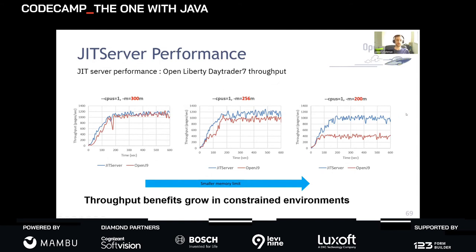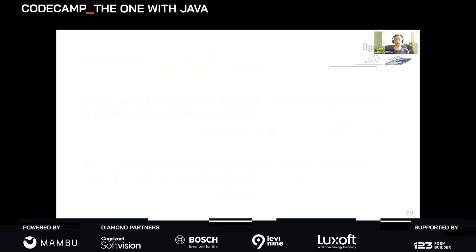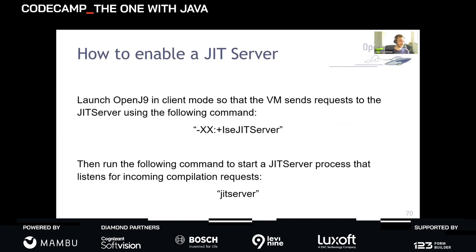And that's really good because it means that if our environments get constrained, our services won't just die and stop serving requests, and hopefully it gives us enough time to sort out the problem. And again, very easy to enable. You just use this command here to enable the JIT server in your JVM, which sets it into client mode. And then in another terminal, just run JIT server. That'll start up a JIT server, which will then listen for incoming compilation requests.